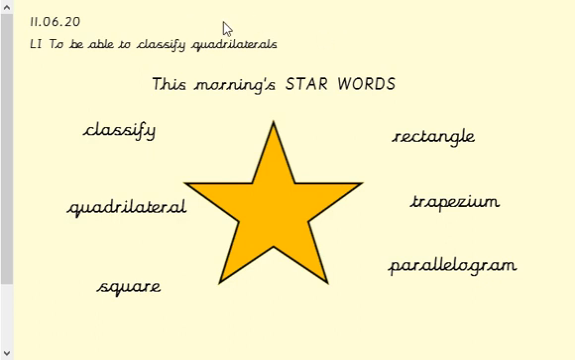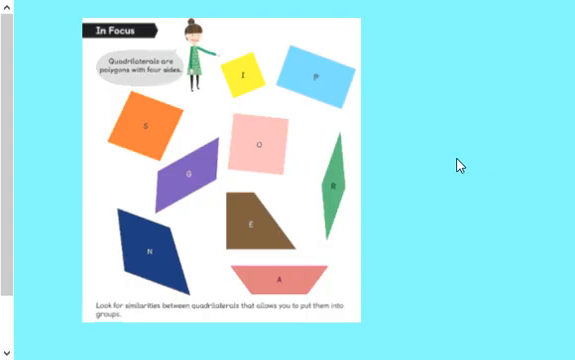And if we look at our star words for this morning, we've got classify, which we talked yesterday means the same as sort. We've got quadrilateral, which is a 4-sided shape. We've got square, parallelogram, trapezium, and rectangle. All of those will be important in this morning's lesson. Okay, our in focus task this morning, it says that quadrilaterals, and each of these shapes, every single one of these shapes is a quadrilateral.